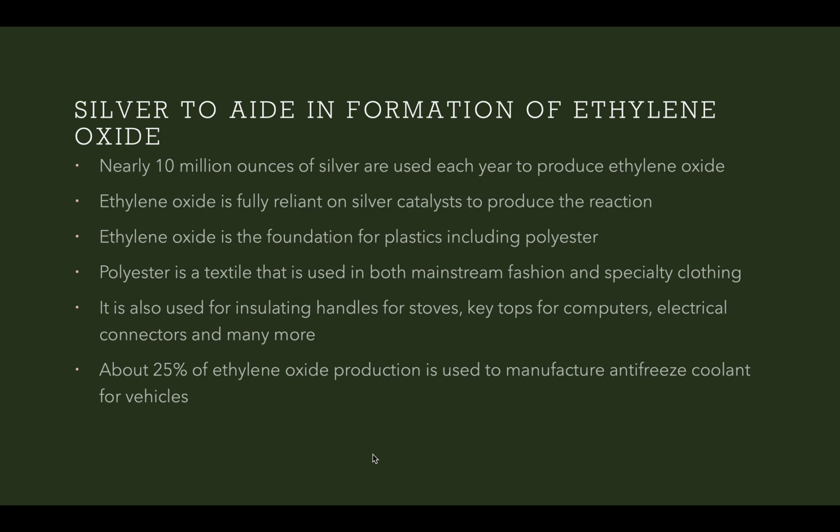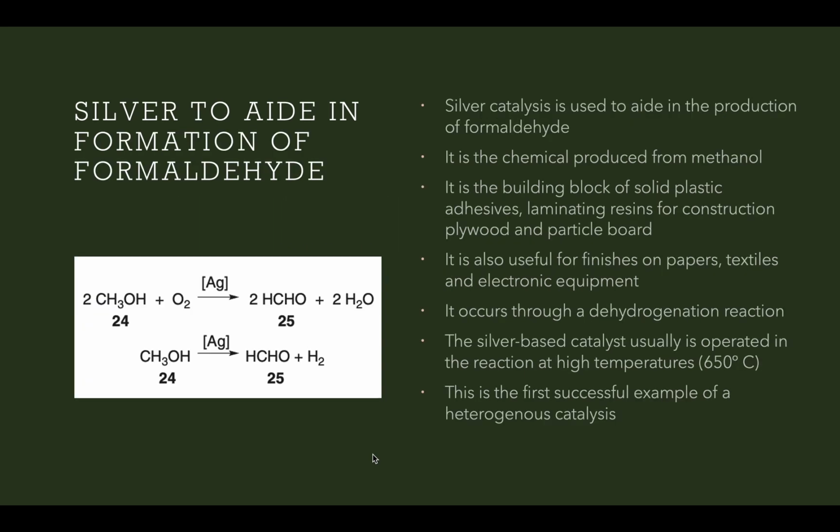Ethylene oxide is the foundation for plastics, including polyester. Polyester is a textile that is used in both mainstream fashion and specialty clothing. It is also used for insulating handles for stoves, keytops for computers, electrical connectors, and many more. About 25% of ethylene oxide production is used to manufacture antifreeze coolant for vehicles. The reaction that ethylene oxide goes through is an alkene epoxidation, which is a critical process in the chemical industry. It is also important to note how silver aids in the formation of formaldehyde.